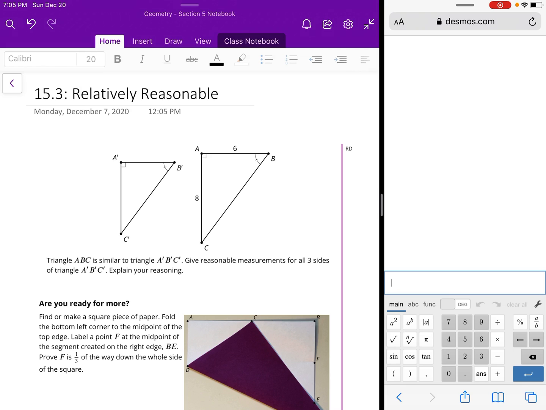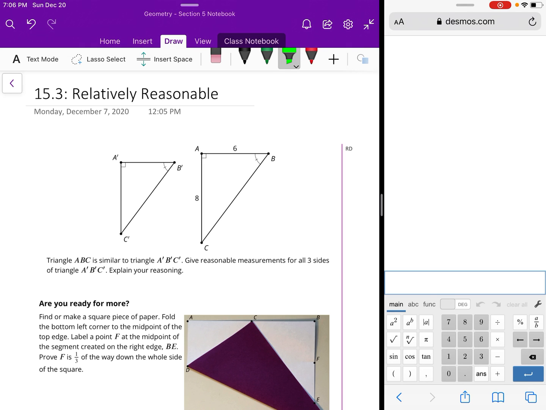Triangle ABC is similar to triangle A prime, B prime, C prime. Give reasonable measurements for all three sides of triangle A prime, B prime, C prime. Explain your reasoning. So first of all, we know that they are similar triangles, one, because the problem told us, but also we can see the markings that angles A and A prime are right angles, and then angles B and B prime are congruent. So by angle-angle similarity, we know that those two triangles are similar.